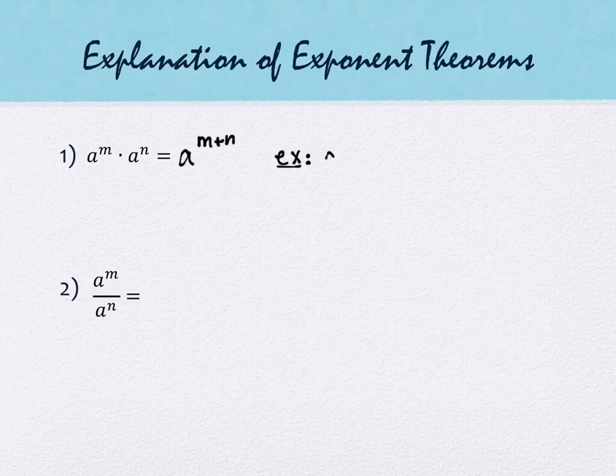So let's say that we had a cubed and a to the 4th. What does a cubed mean? A times a times a. 3 of them. What does a to the 4th mean?